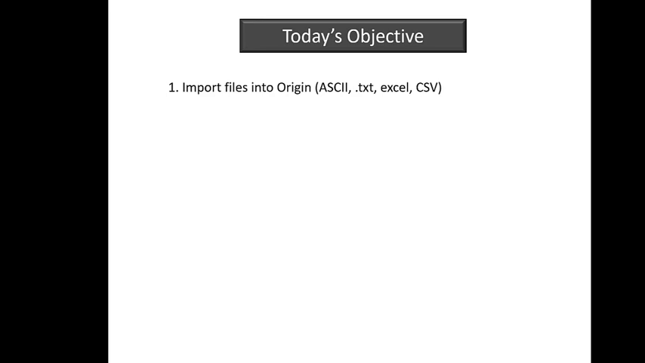Whenever you perform an experiment, you save your file in an ASCII format, TXT, Excel, or even CSV. Origin is powerful enough to be able to import this file directly that you've saved from the instrument and open it up for you to plot or perform data analysis. So we'll be learning how to import the files into Origin software.